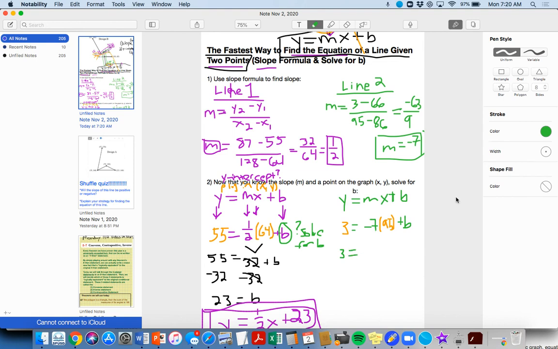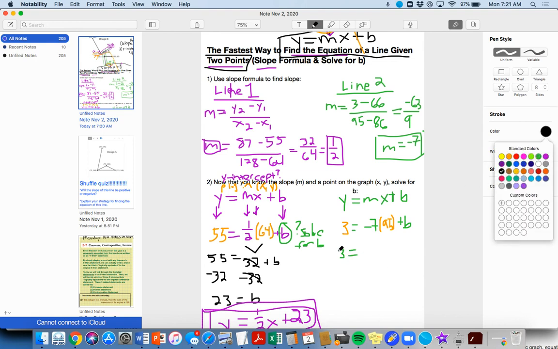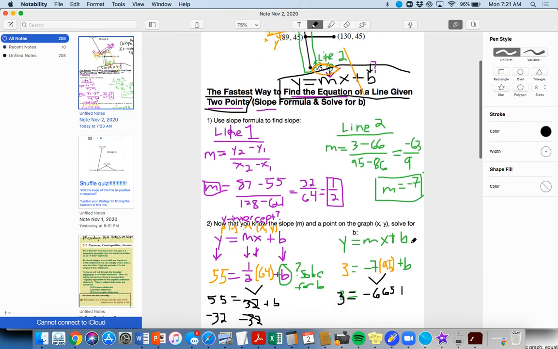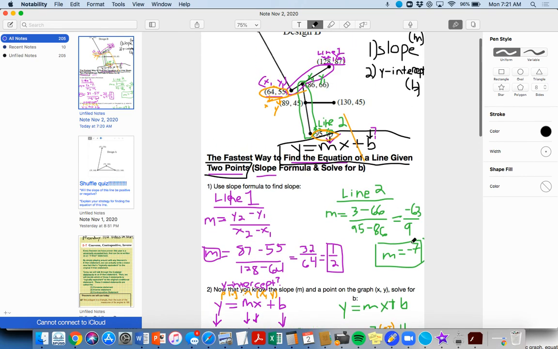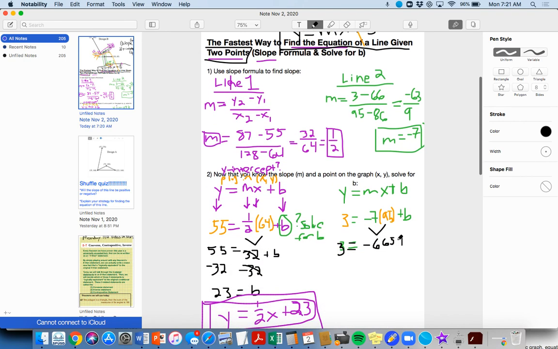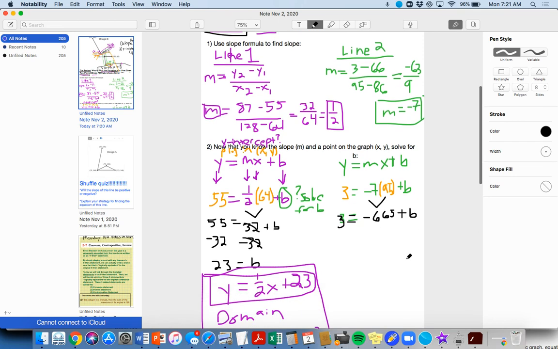That means we simplify this first. -7 times 95, well, -7 times 100 would be -700. It's 5 less than that, so we're going to add back 35. So we got -665. Again, you're always welcome to use a calculator. Plus b. Oh, that's not right. What did I do wrong here? And 95 is the x, 3 is the y, -7. Oh, yeah, this is right. Never mind. Plus b. Okay, so that's right.